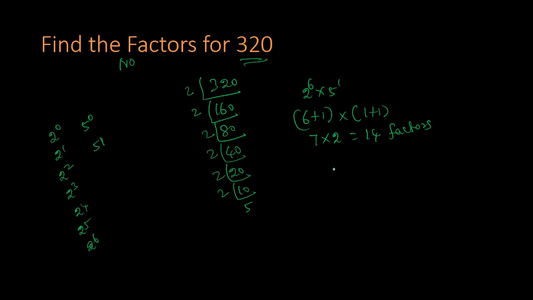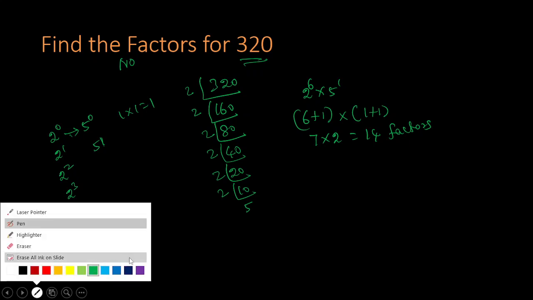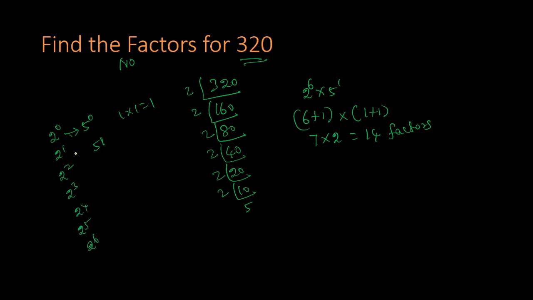Now we will list out some of the factors here. 2 to the power of 0 is 1 and 5 to the power of 0 is 1 again. So 2 to the power of 0 into 5 to the power of 0, 1 into 1 is equal to 1. So I will just change this color, so it will be better. Okay. Now 2 to the power of 0, 5 to the power of 1. So 2 to the power of 0 is 1, 5 to the power of 1 is 5. So 5 is another factor.